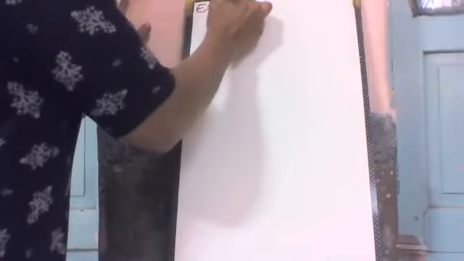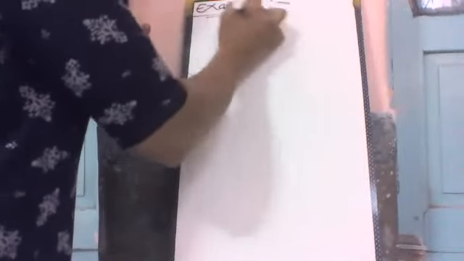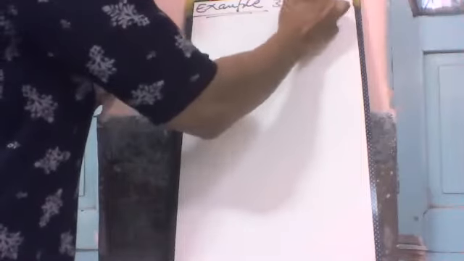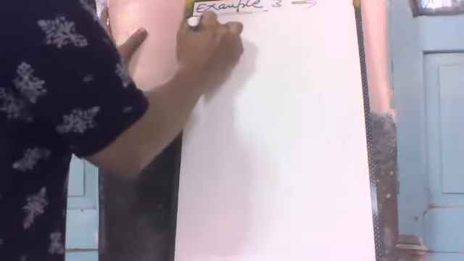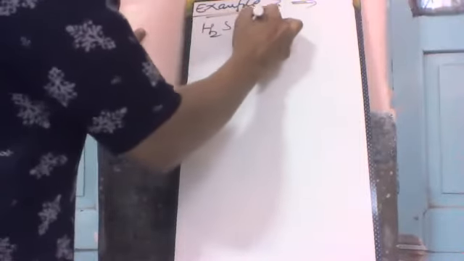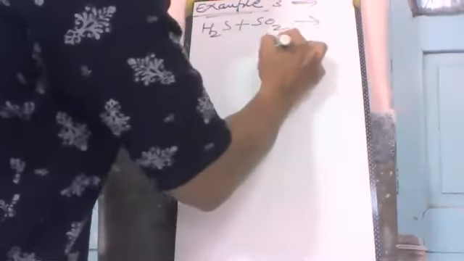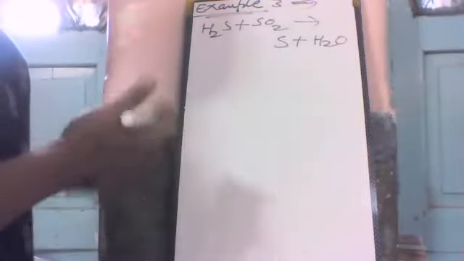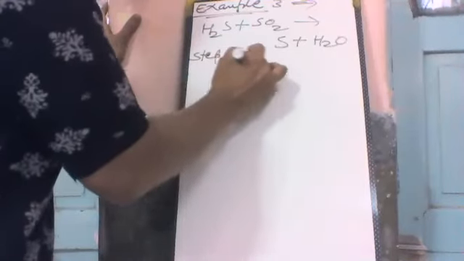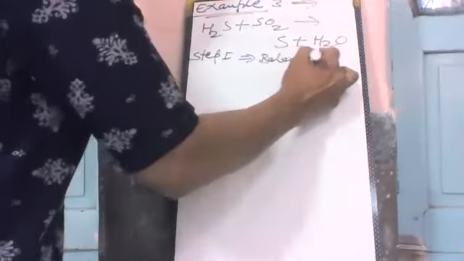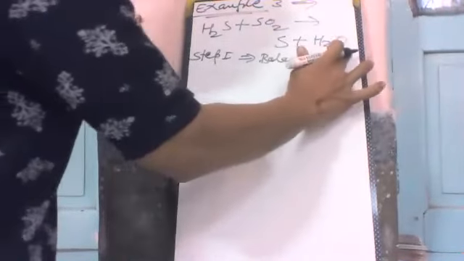The third example is to balance the following equation. Example 3. It is H2S, hydrogen sulfide, reacting with sulfur dioxide and forming sulfur and water. In this way, first we have to balance oxygen. Step 1. Balance oxygen. Oxygen first.